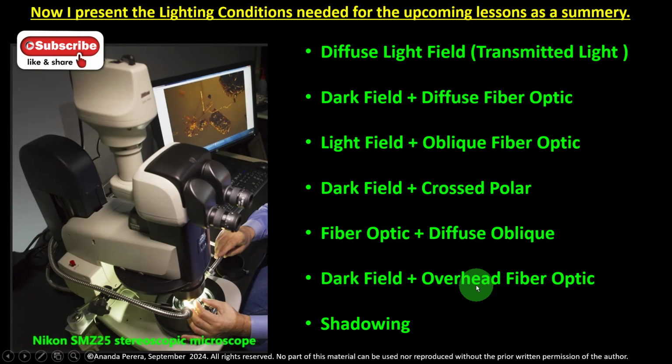We need to watch the inclusions from the next lessons. So you have to remember and write these down in your notes. This is the microscope. This is a very advanced microscope and very expensive, $25,000.